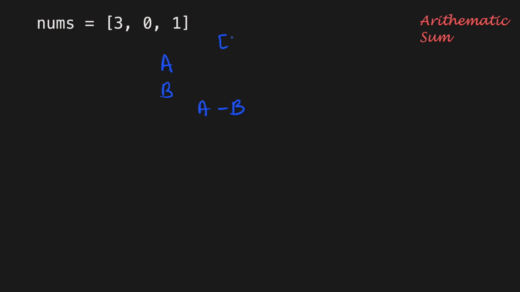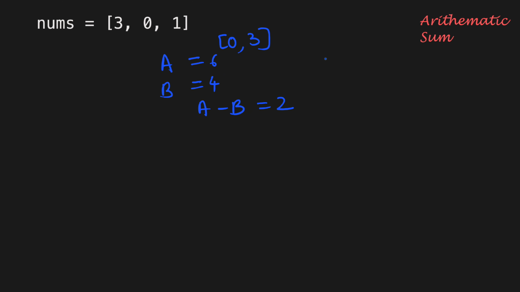For example, for this array, the range is from 0 to 3. So if we sum up all the elements in this range, the output will be 6. And if we sum up the elements in this array, the output will be 4. And now if we take the difference between these two sums, the result will be 2.